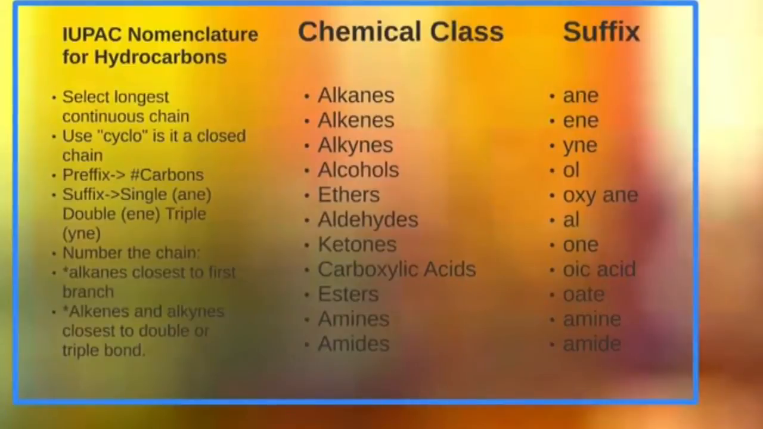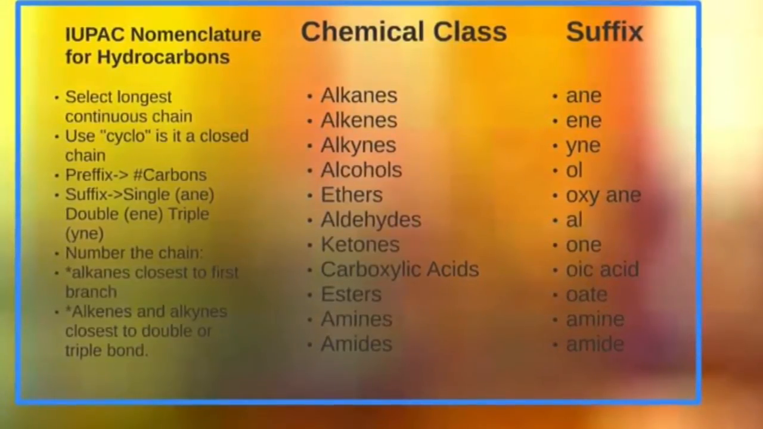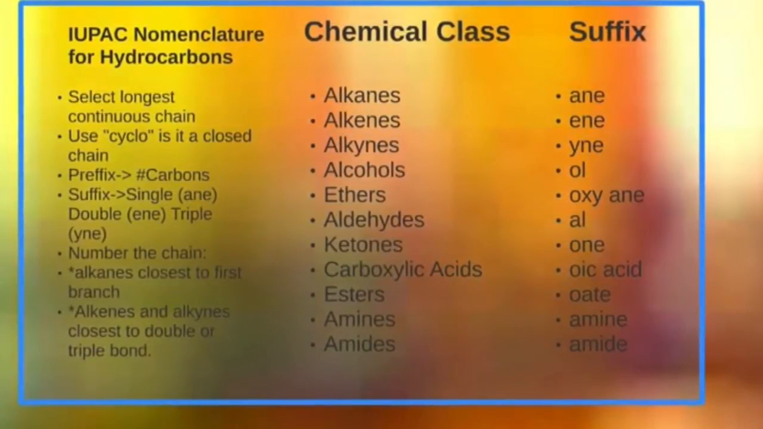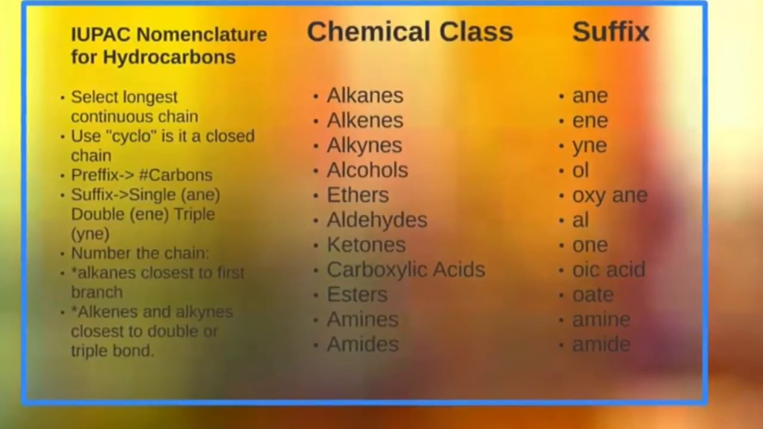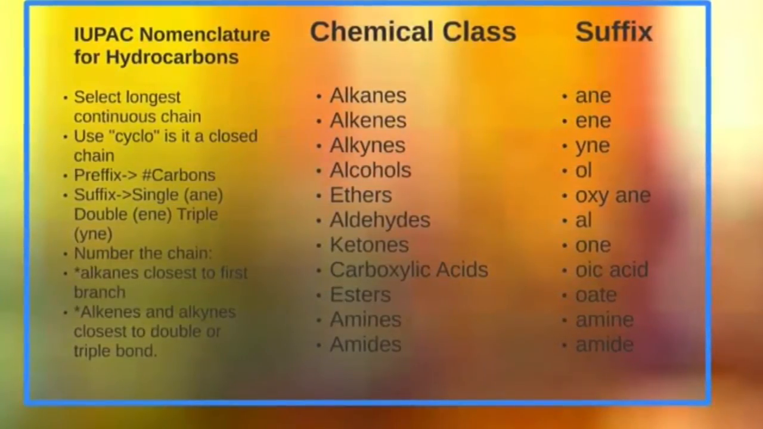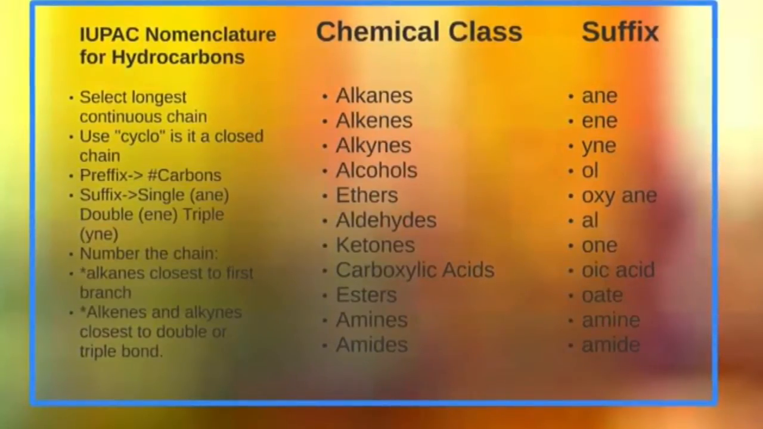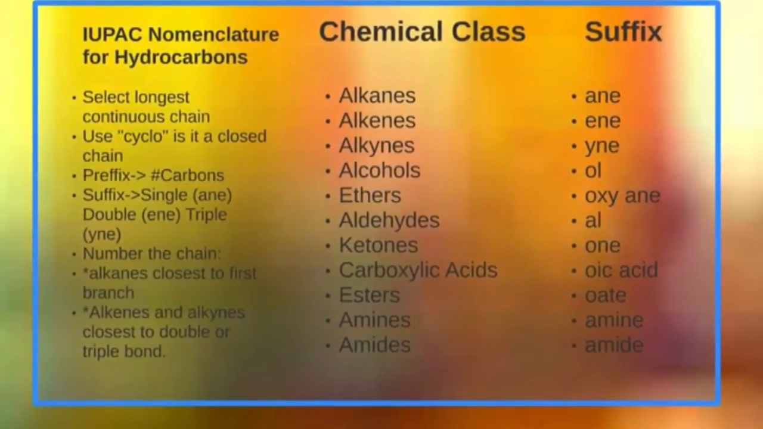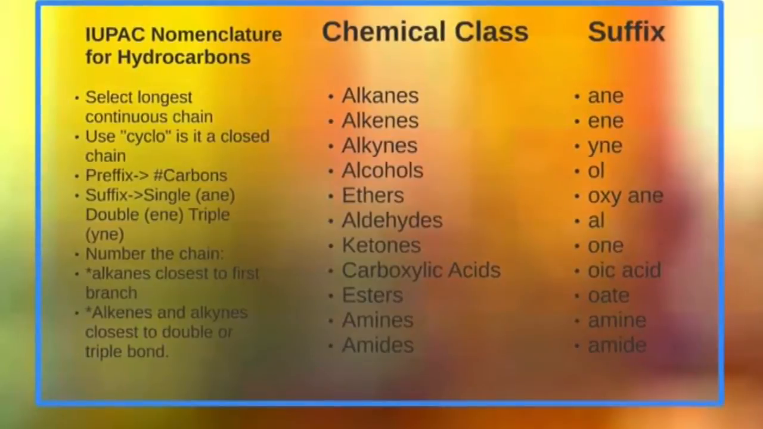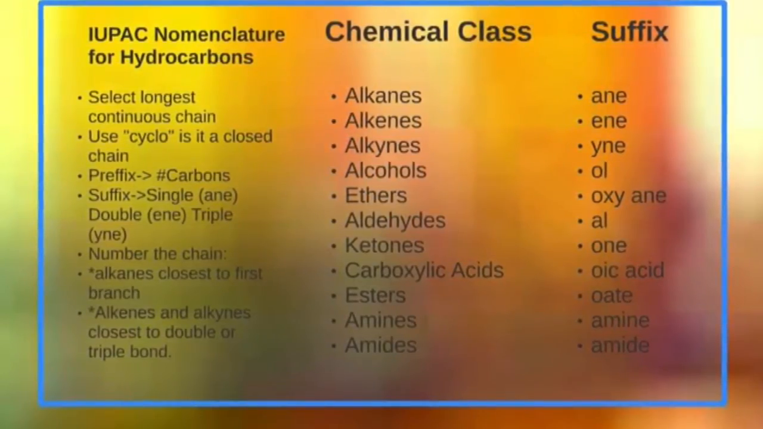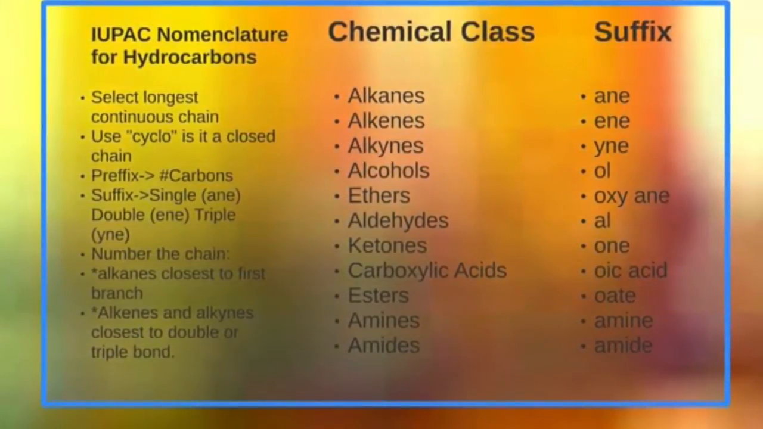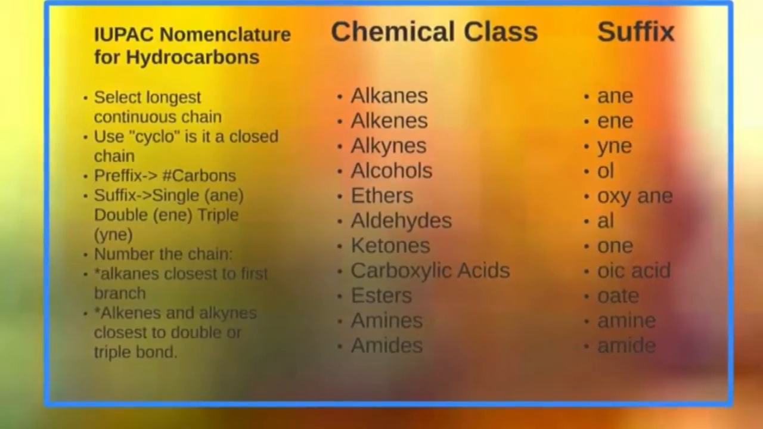IUPAC nomenclature for hydrocarbons. Select the longest continuous chain. Then use cyclo if it's a closed chain. Then use the prefix according to the number of carbons. Then use the suffix according to the type of bond. If it's single, ane; double, ene; triple, yne. Then number the chain. Alkanes, number to the closest branch; alkenes and alkynes, number to the closest double or triple bond.